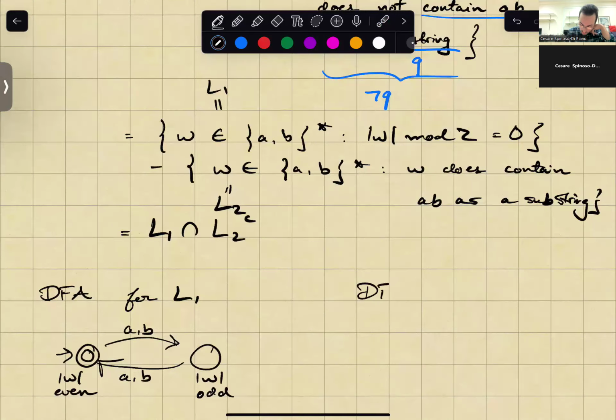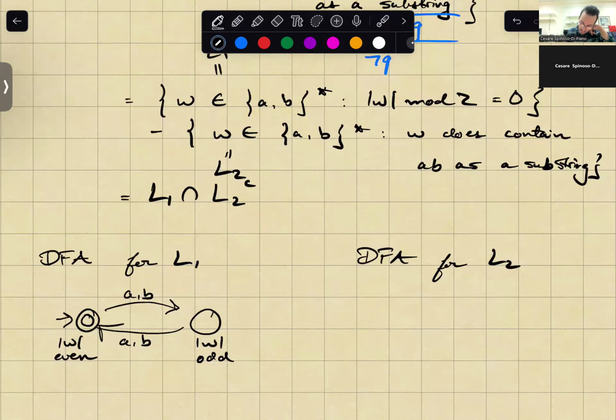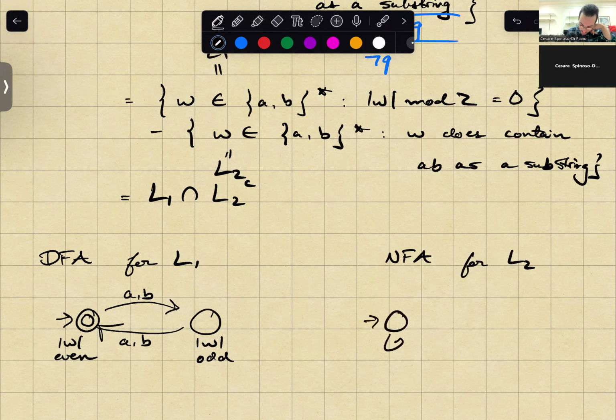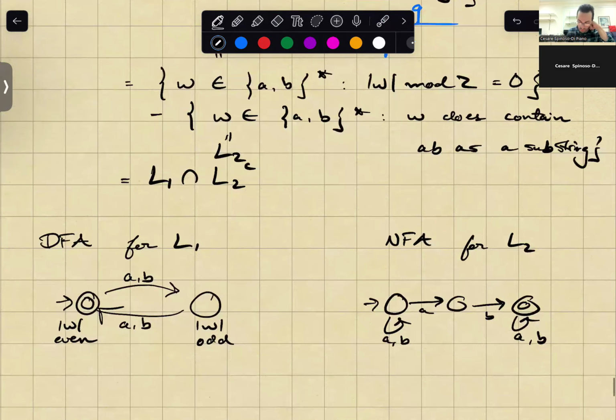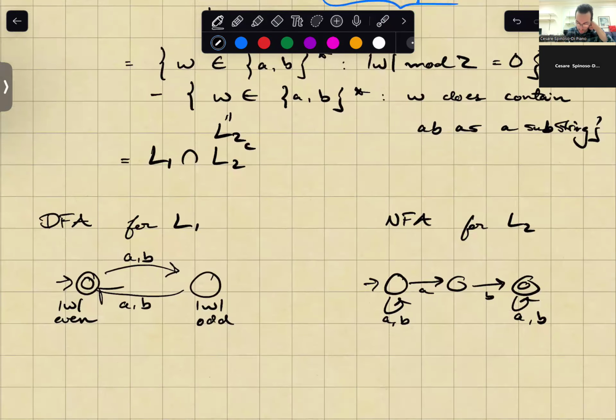Then I can make a DFA for L2. So I need to make a DFA for L2. So actually, I could just make an NFA, which might be even simpler. NFA for L2, where the NFA could be something like, you're looping, and then if you find AB, then you go to your accept state, then you accept, right? So this could be one way to do it. You could also design a regular expression, which is also not that bad.